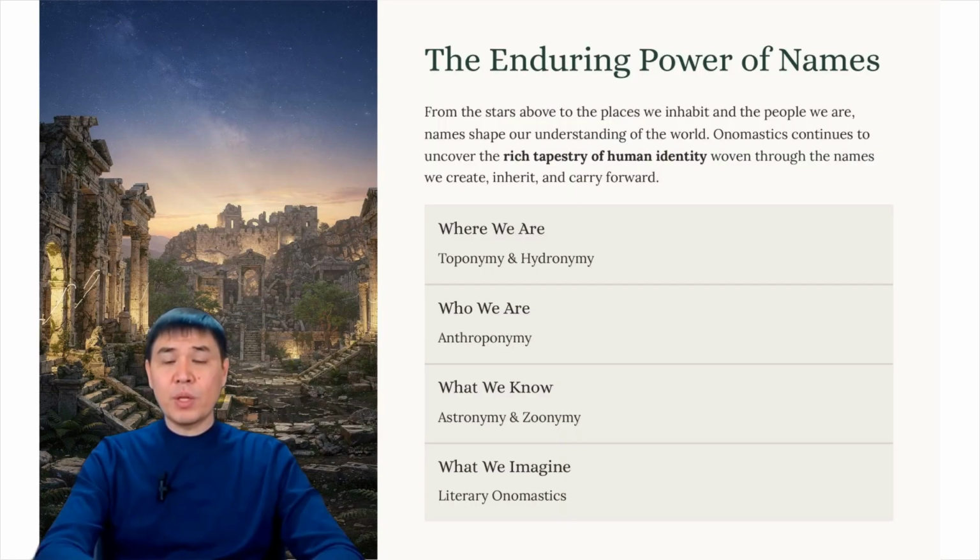To conclude, onomastics teaches us that names shape our understanding of the world in powerful ways. They help us describe where we are through toponymy and hydronymy, who we are through anthroponymy, what we know through astronymy and zoonymy, and what we imagine through literary onomastics. From the stars above us to the places we live and the names we carry, naming is deeply connected to human identity. Onomastics continues to uncover this rich tapestry of meaning across cultures and time.